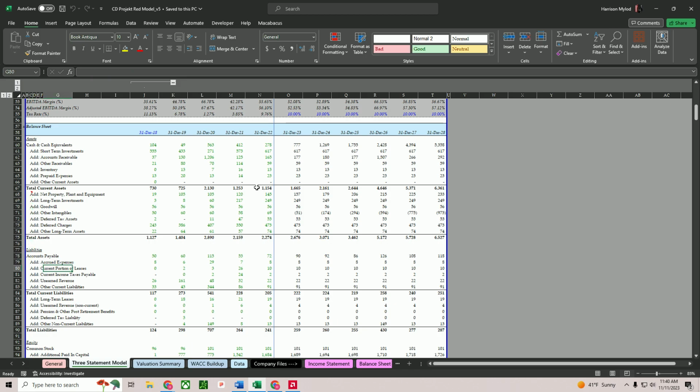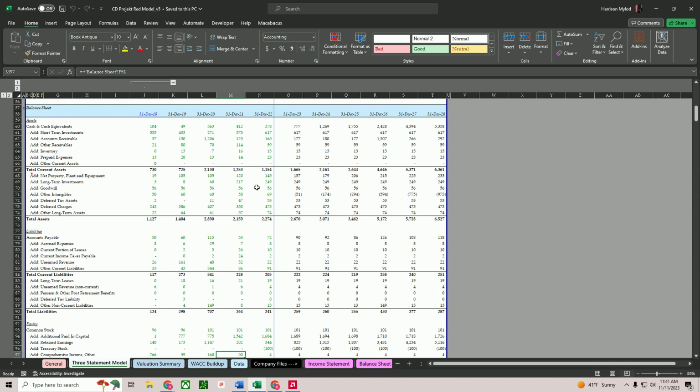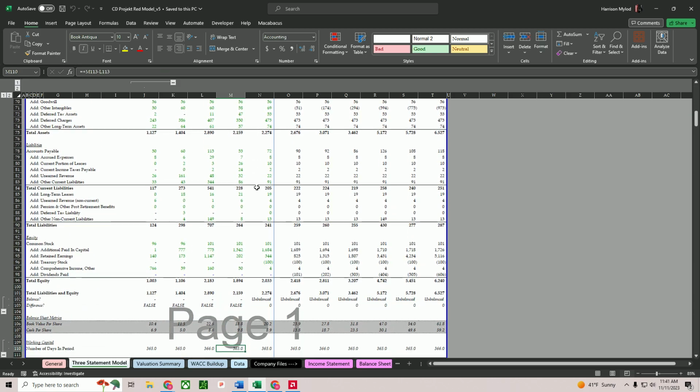So here's the balance sheet. Ignore this. This is just a formula that I write to make sure that my balance sheet is actually balanced. It is balanced, as you can see. So don't worry about this.